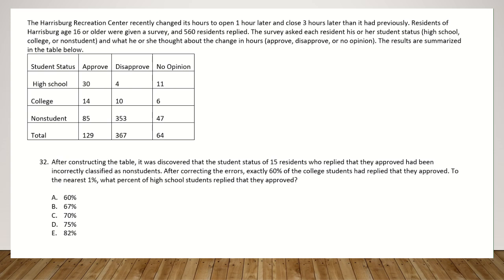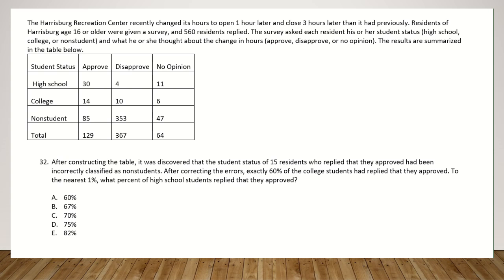Remember that you only have 60 minutes to answer the 60 questions, an average of 1 minute per question. Okay, so be on the lookout. Don't get sucked into very time-consuming problems. So let's look at this one and we'll see why it's a time-consuming problem. So it says, it's discovered that the student status of 15 residents who replied that they had approved have been incorrectly classified as non-students. After correcting the errors, exactly 60% of the college students had replied that they approved. What percent of high school students replied that they approved?